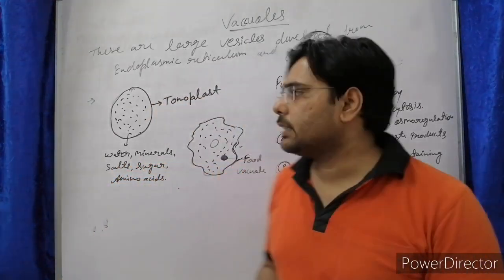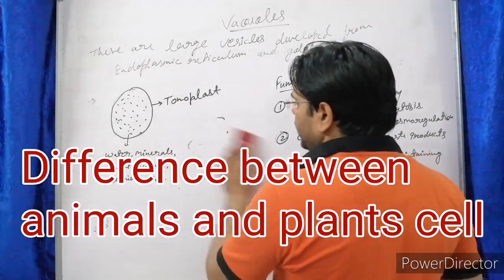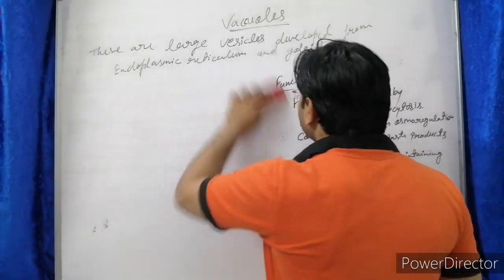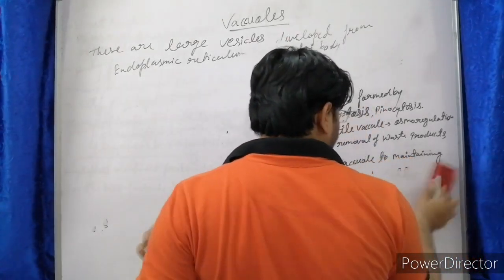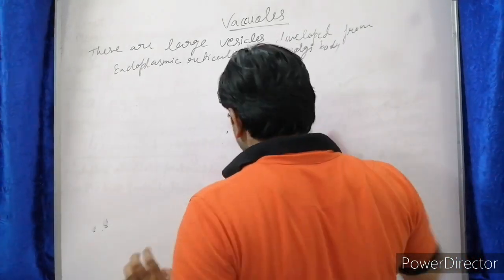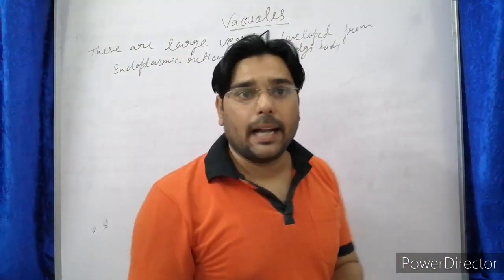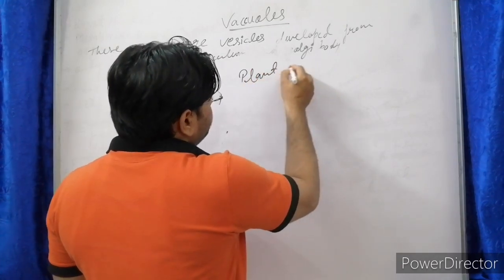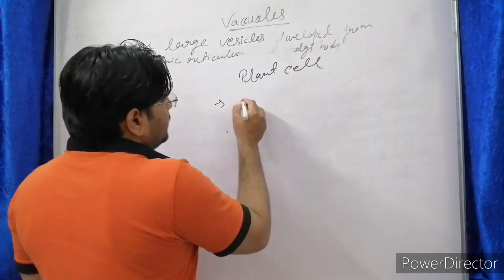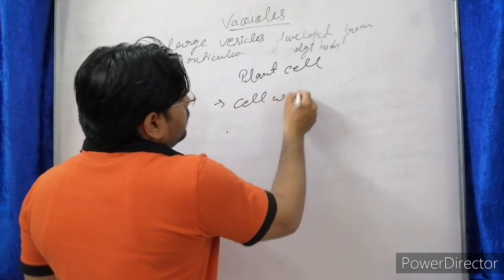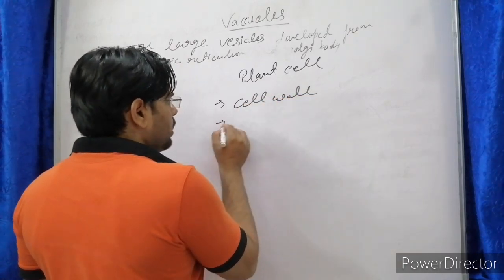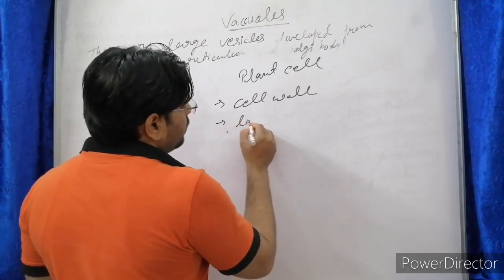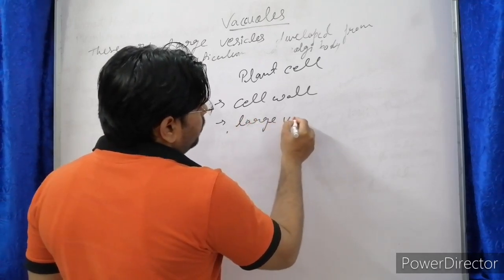Now students, we have to discuss what the difference is between animal and plant cells. As we have discussed so far, there are so many differences between plant cell and animal cell. Number one difference is on the basis of cell wall. Plant cell has a cell wall. Animal cell does not have a cell wall. Plant cell has a large size vacuole. We have studied that right now.